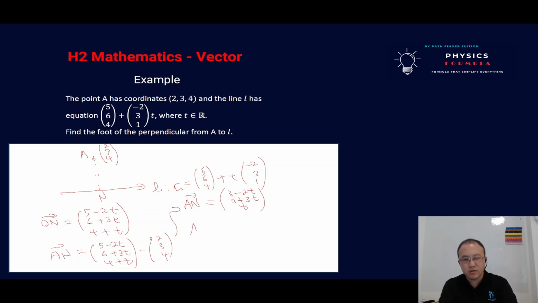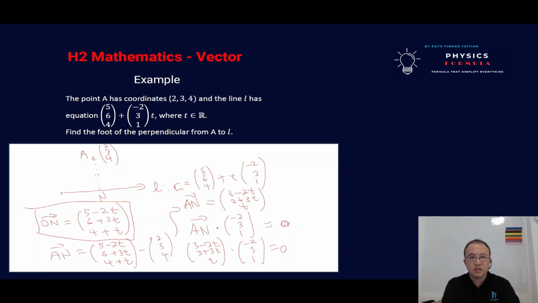Last, I want to find the t that will give me N. AN, which is a vector perpendicular to my line L, you dot with the directional vector of the line L, which is minus 2, 3, 1. Then it should be equal to 0. So if you plug it in, 3 minus 2t, 3 plus 3t, t, dotted with minus 2, 3, 1, it should be equal to 0. Then you do the dot product and find the value of t. After you find t, you put it back into this equation here, and you will be able to find the foot of perpendicular from A to L.